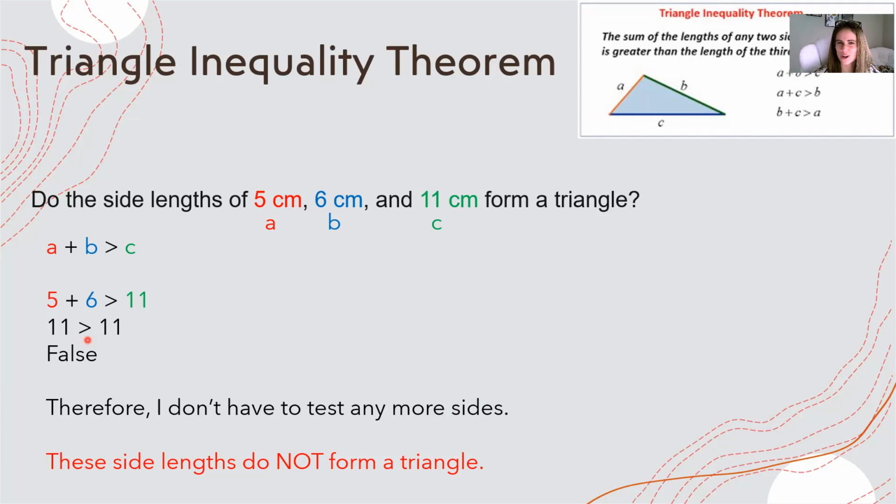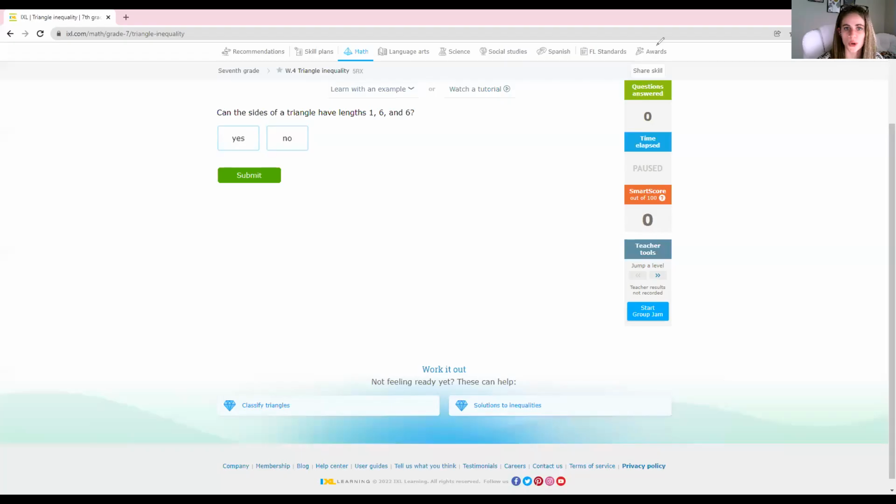All right, let's head on over to IXL and do some more practice with this. Okay, here we are on IXL. We are on our triangle inequality assignment. First question, can the sides of a triangle have the lengths 1, 6, and 6? All right, we need to test these out. So remember, we've got to test it out 3 times to make sure it works for all 3 scenarios.